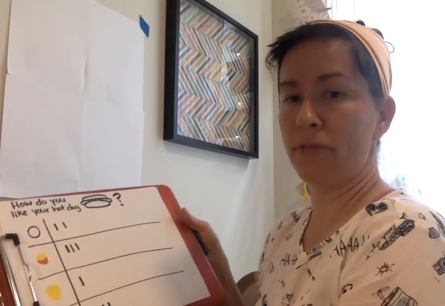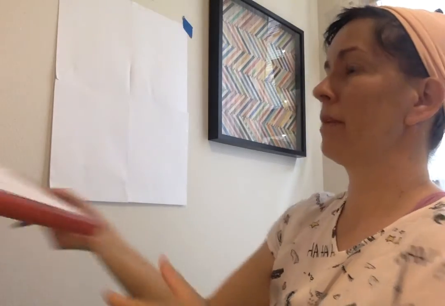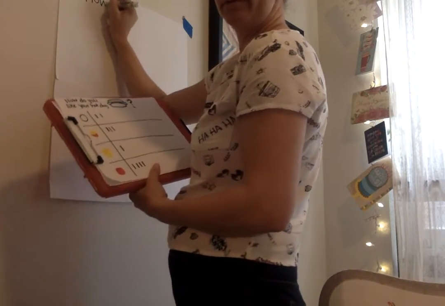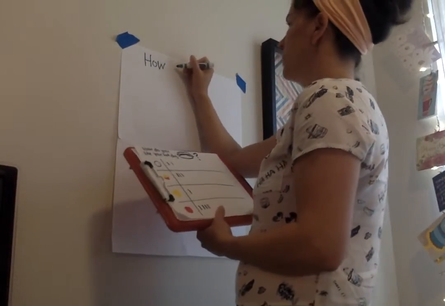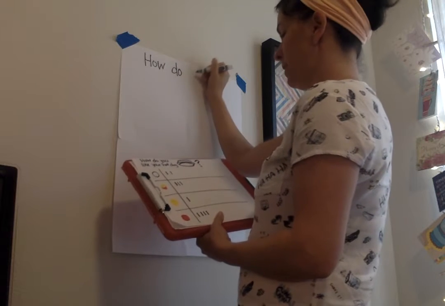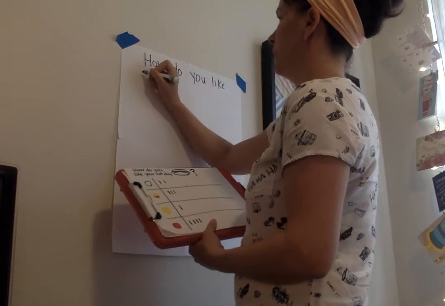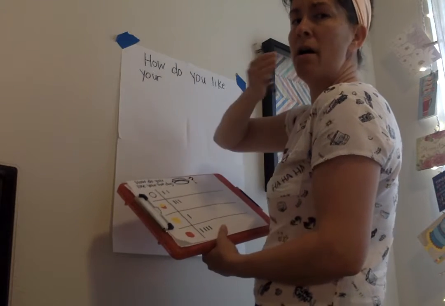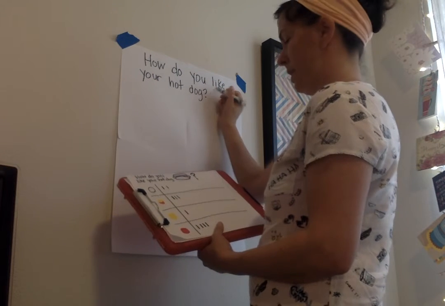So what you could do after you fill out a small paper, you could even make a bigger chart. So again, I'll write at the top how. Let's see, I have to lift that up a little. There we go. How, and your parents can help you with this. Do you like your hot dog? What letters? H. Hot dog. And you can draw your picture.